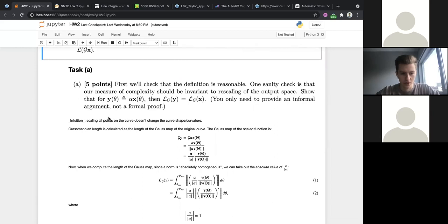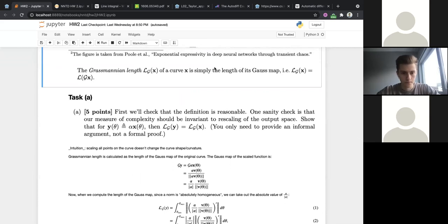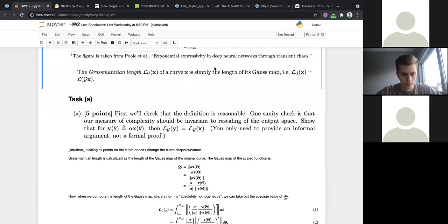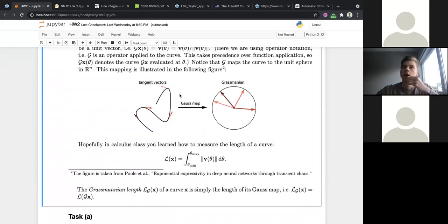I have a question here. It doesn't seem immediately evident to me why, when you scale the original curve, the curviness of the curve stays the same. Do you have any comment about that?